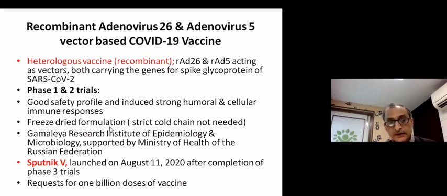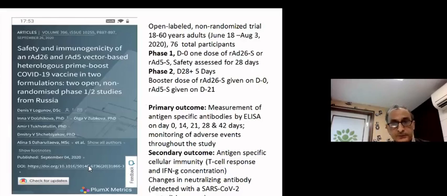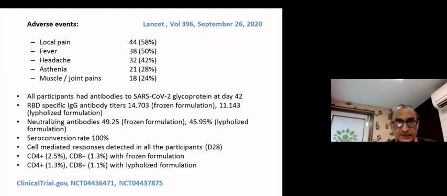So possibly that's why the government is very keen to get this vaccine also in the Indian scenario. I will not go into the data of this. Those who are interested in the scientific details about the phase 1 and phase 2 studies can look up the safety and immunogenicity of the Sputnik vaccine. This has been published in the Lancet, September 26th issue.